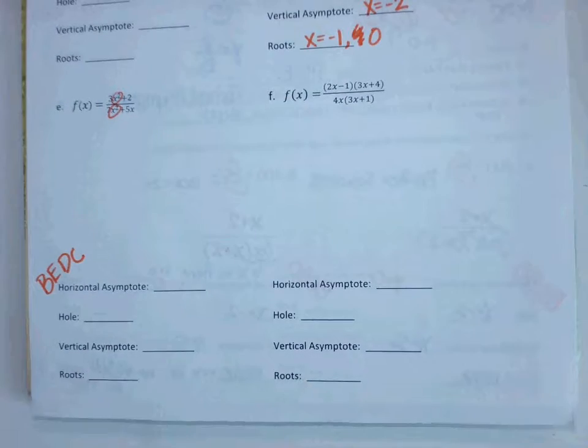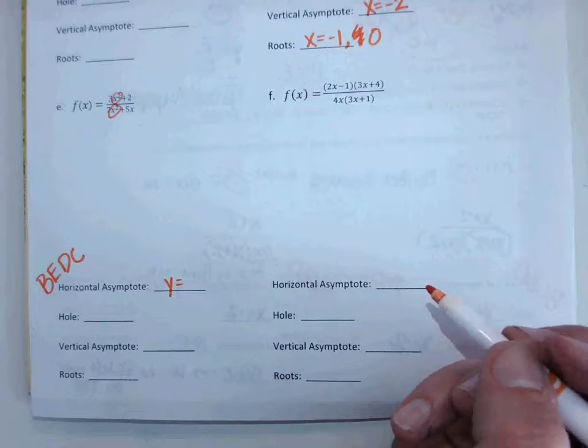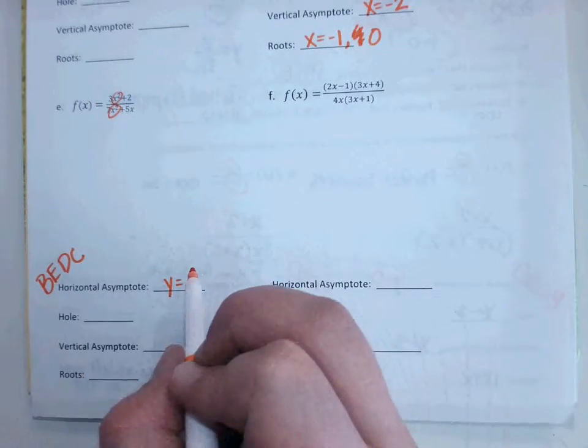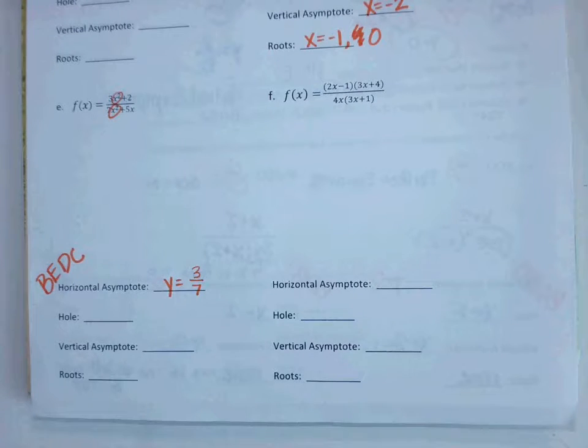Divide coefficients. What are my numbers in the front? 3 over 7. Very good. Now, if 3 could divide by 7, I'd do it. But since it can't, I'm just going to leave it. Okay, so from there, in order for me to find the holes and the asymptotes, I have to factor.